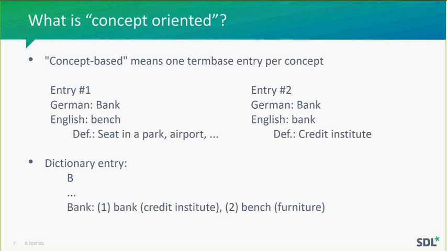The dictionary entry is shown in the lower part of this slide. You would have a dictionary that is an alphabetical collection of terms, and you would arrive at the term bank, and then you would find the two meanings in one entry. So that's the difference. In a lexicon, you will find one term with multiple meanings. In a term base, you will find several entries with the same term for the multiple meanings. So that needs to be understood when you work with term bases.